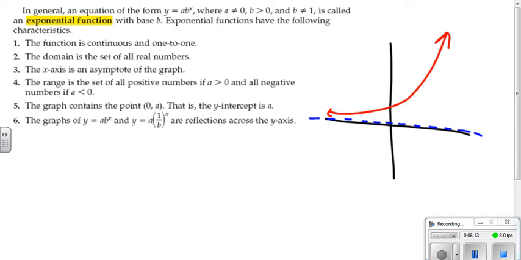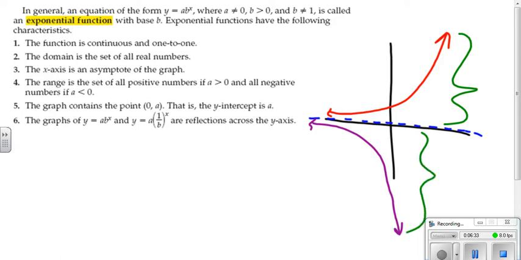The range is the set of all positive numbers if a is greater than 0, and so that means if our a is greater than 0, the range is everything up here. In this case, though, if we had the graph where a is less than 0, it would look something like this as it grows. And so our range is all of these negative numbers down here. So that's what the range means: all positive numbers if a is greater than 0, all negative numbers if a is less than 0. That's all that one is saying.